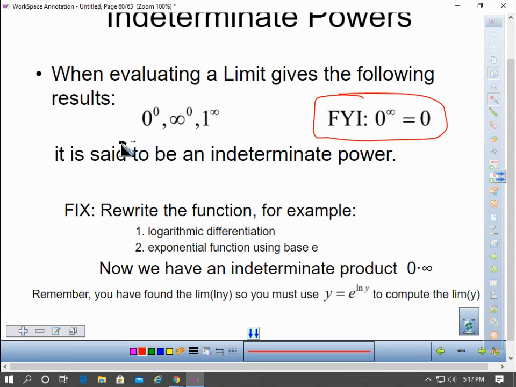Of course, the power is going to multiply to the front. So then you're going to have an indeterminate product. And once you've got the indeterminate product, you're going to do one of the strategies for indeterminate products, which is write it as a quotient.